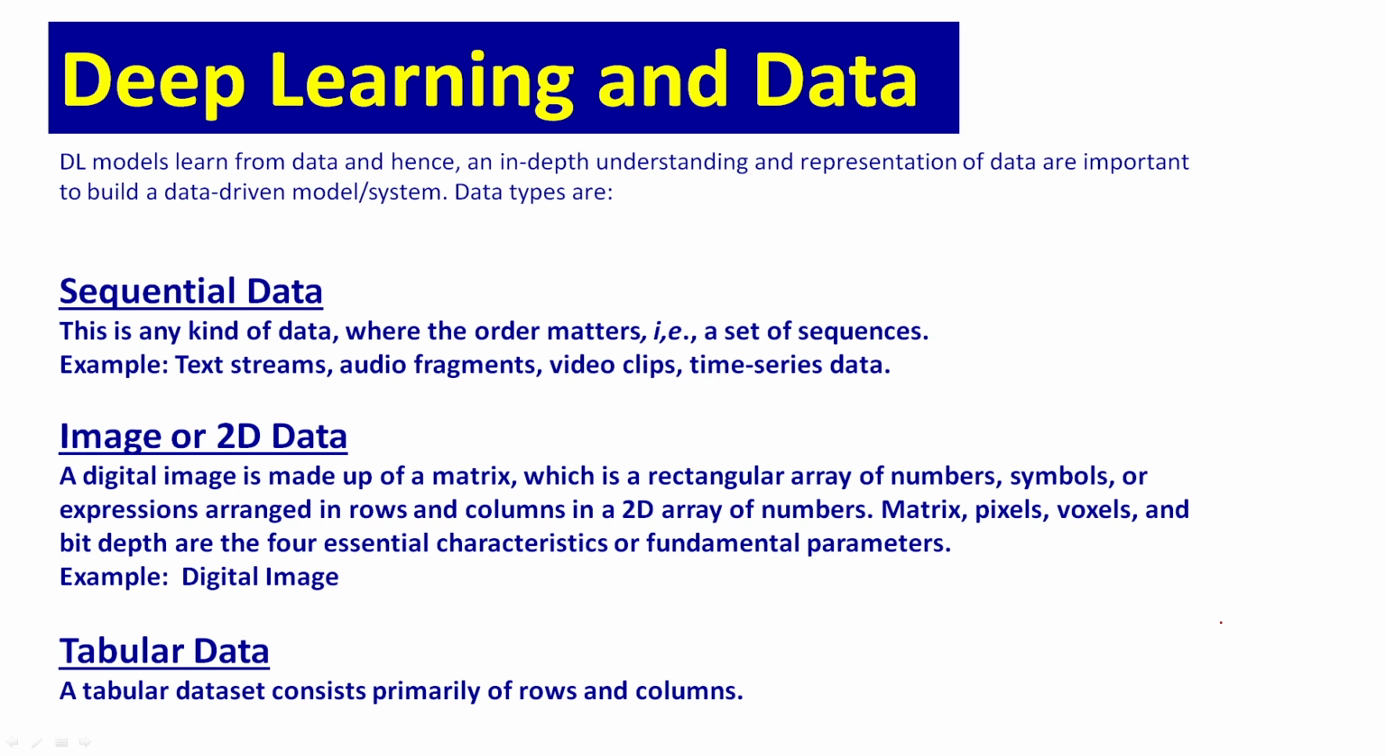All of you know the matrix looks like this, correct, 2 by 2, 3 by 3, 5 by 5, n by n matrix. It contains data, and that data is basically analyzed using these essential characteristics like pixels. Pixel, all of you know, is a picture element, voxel is a volume element, and bit depth, where bit is nothing but data. They are the 4 essential characteristics or fundamental aspects of the data. So, that is the second type of data, which is called image or 2D data.